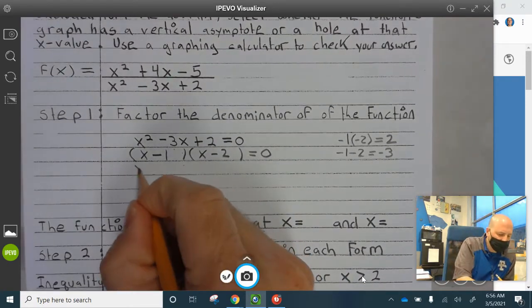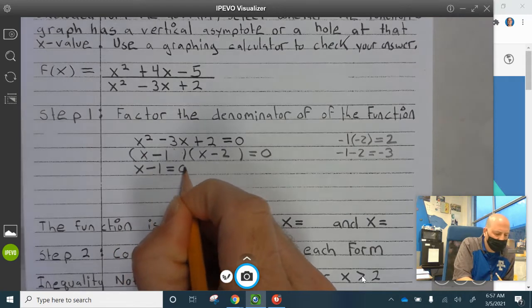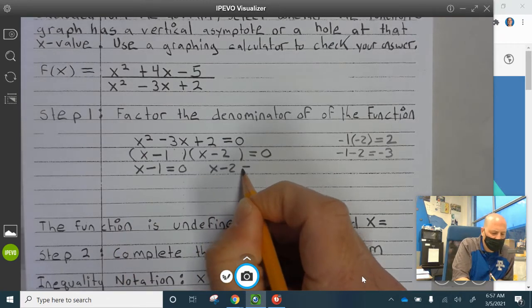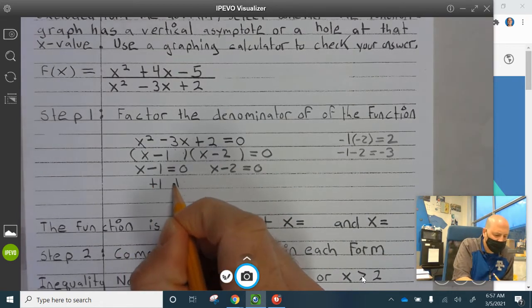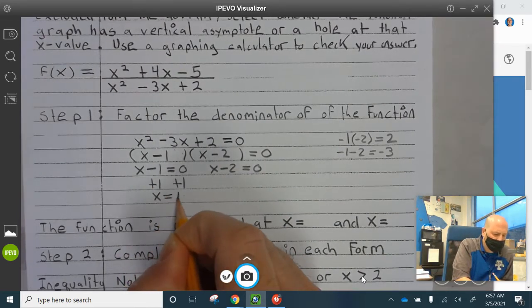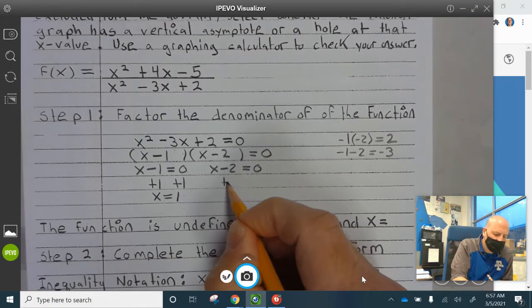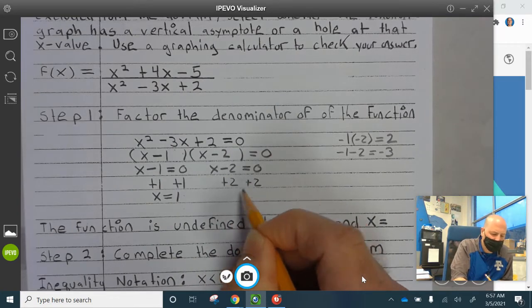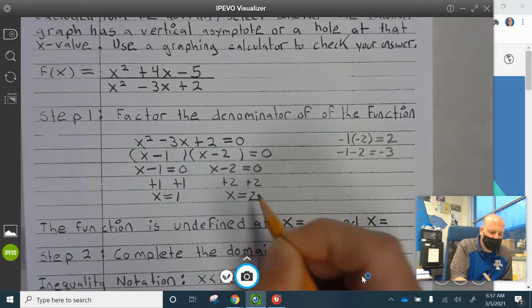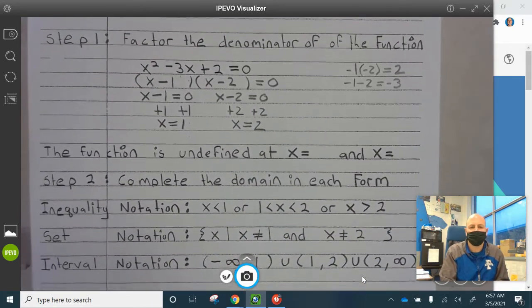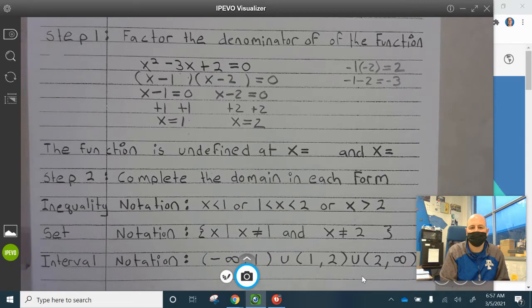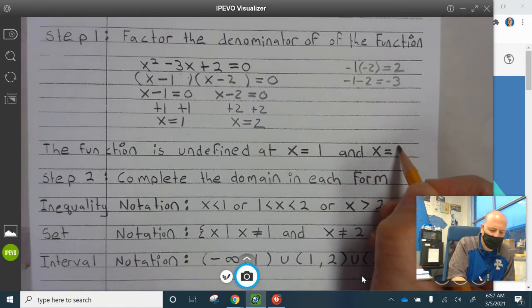Now we need to set each of those equal to 0, so x minus 1 equal to 0, x minus 2 equal to 0. And solve. So add 1 to both sides. Add 2 to both sides. So the function is undefined at x equals 1 and x equals 2.